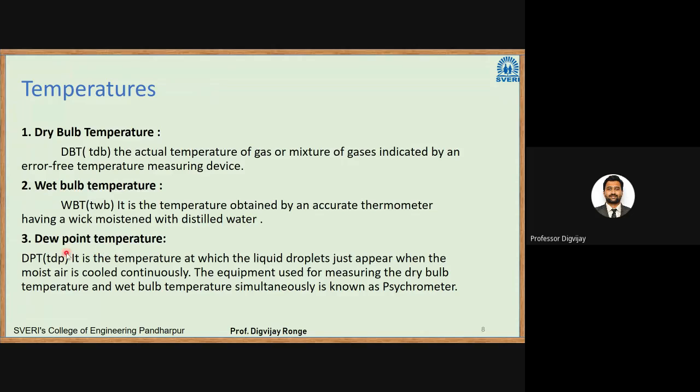Dew point temperature is the temperature at which liquid droplets just appear when the moist air is cooled continuously. So this refers to the saturated condition.